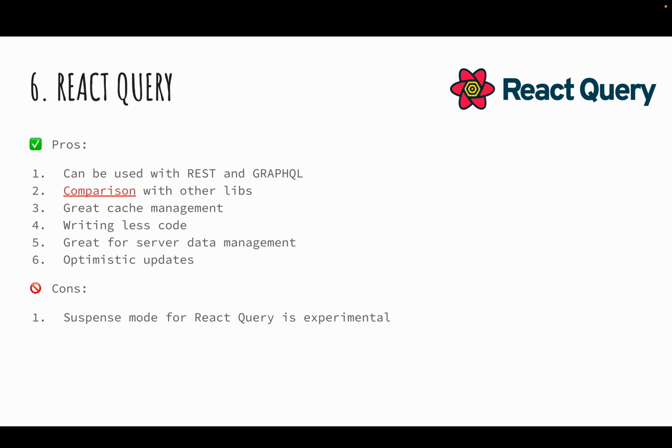And here I added the comparison with other libs, with Relay, with React Query, with Apollo, and you can check precisely what you need. So check this link, really useful, and it has great cache management. You can write much less code, and it's great for server data management, and it also has optimistic updates. But the only minus, again, is that suspense mode for React Query is experimental. It's not supported yet.